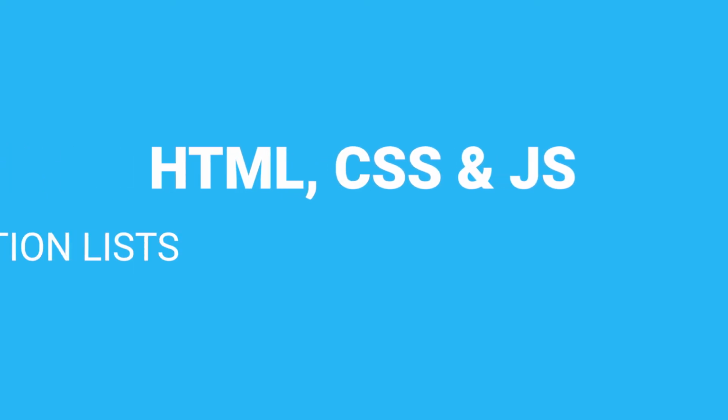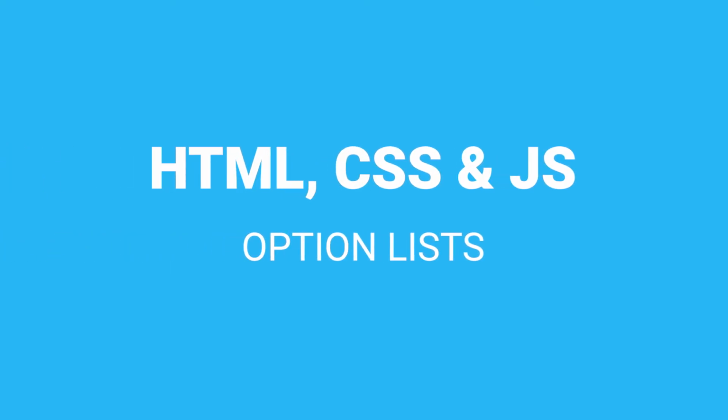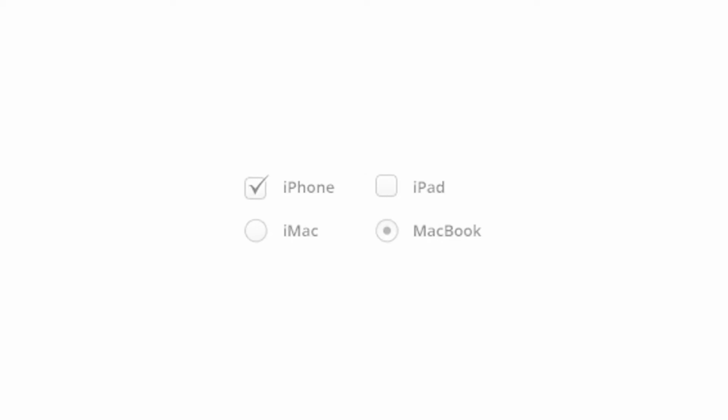Hello and welcome to the third part of the forms videos, where we will cover option lists. In the previous video we learned how to create a radio button and a checkbox, which help the user in selecting options. But these inputs are nice if you have 3 or 4 options.